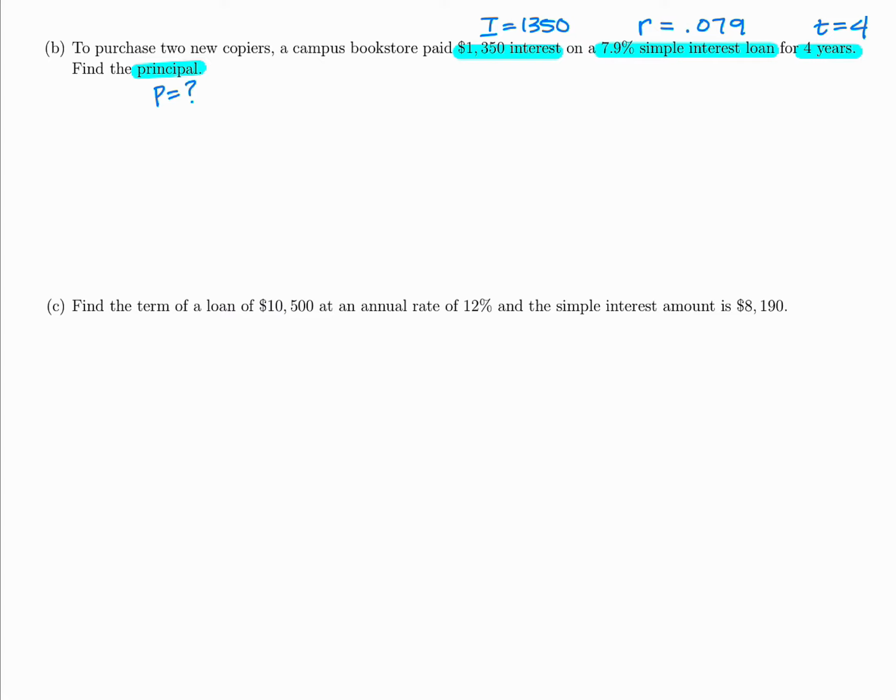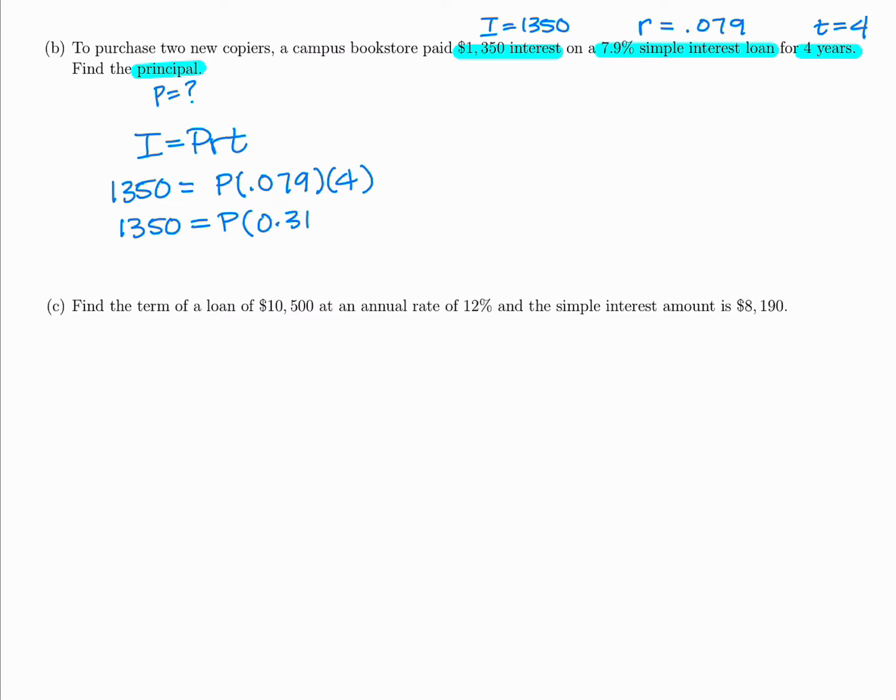So let's remember our formula. I equals PRT. This time I know I, so I'm going to fill it in. 1,350 equals P, I don't know, so I'll write the P there. My rate is 0.079, and my time is 4. Okay, so I need to isolate that P. I need to get it by itself. So 1,350 equals P times, well, I can do 0.079 times 4.